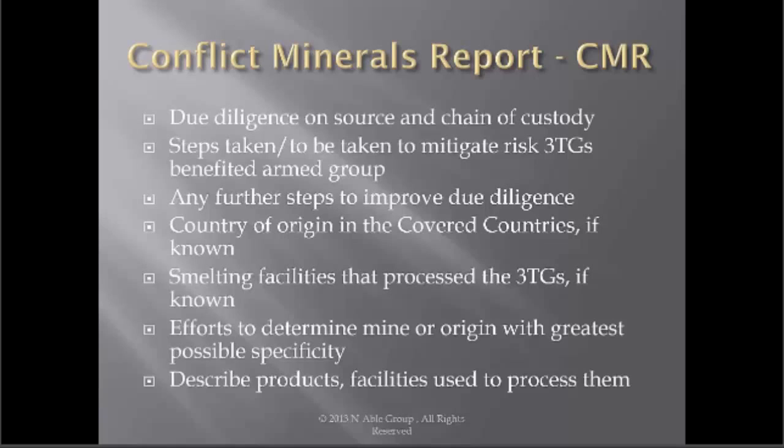If you have to go into the due diligence chain, there's a lot more work that has to be done, which means that you do have something from the DRC or the 9 surrounding countries, and you have to go through a much more detailed analysis to make sure that it's not coming from smelters or whatever that have illegal or unethical practices, etc., and you have to drive it down to the mine of origin with the greatest possible specificity. So on the surface, you'd say, well, I just want to make sure that I don't source anything from the DRC plus 9.